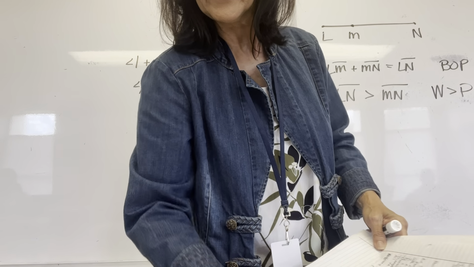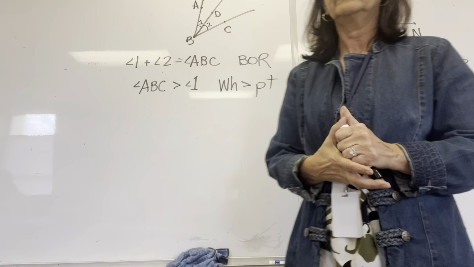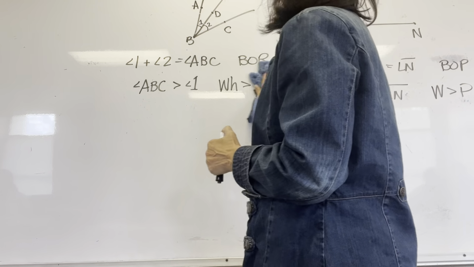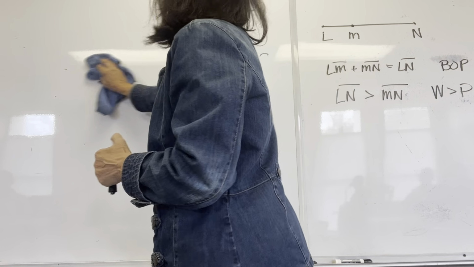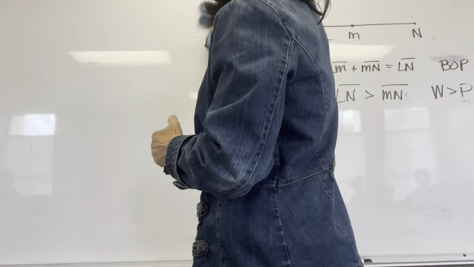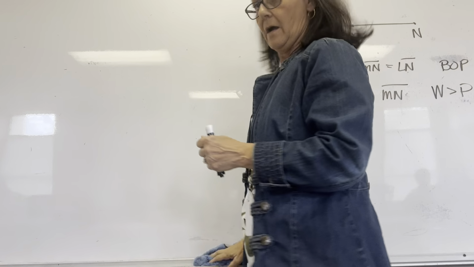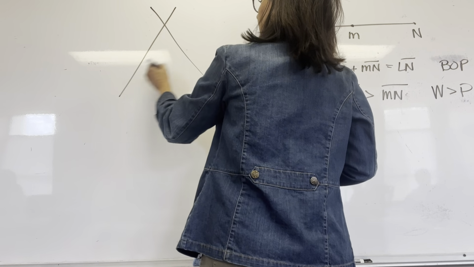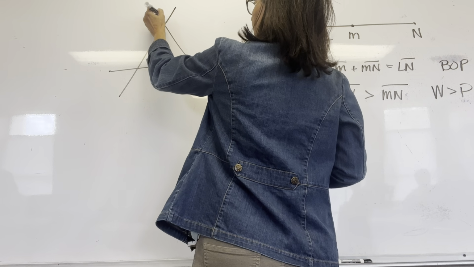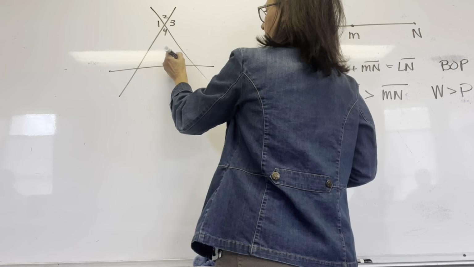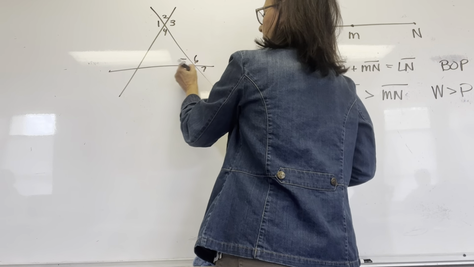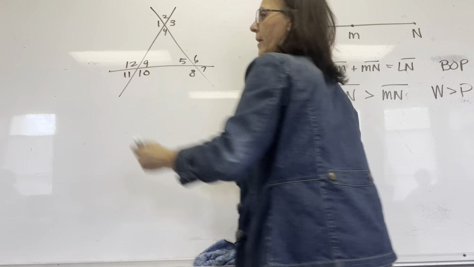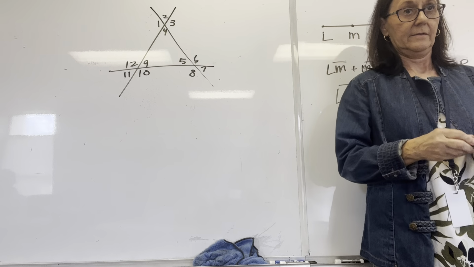What does the exterior angle theorem tell you? Yes, David. An exterior angle of a triangle is greater than the remote interior angle. Okay? There's something else about an exterior angle. What else do you know? Yes. It is supplementary to an interior angle.